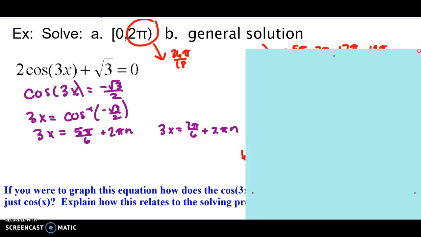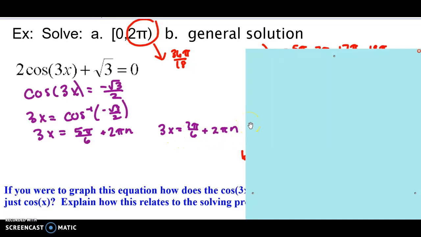Okay, so first I started by trying to isolate this 3x. I got to this point, so I have 3x equals, and if I look for where the inverse cosine is negative root 3 over 2, I would find that at 5 pi 6, and then also 7 pi 6. But also, right away, I just added 2 pi n to get all of my general solutions. So now I have 3x equals 5 pi 6 plus 2 pi n, and 3x equals 7 pi 6 plus 2 pi n.